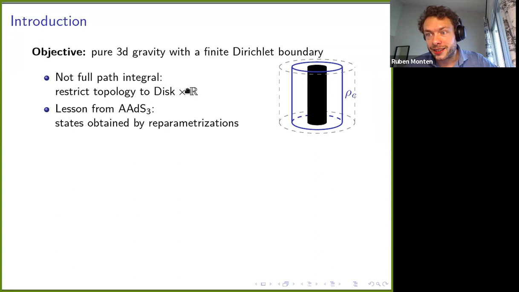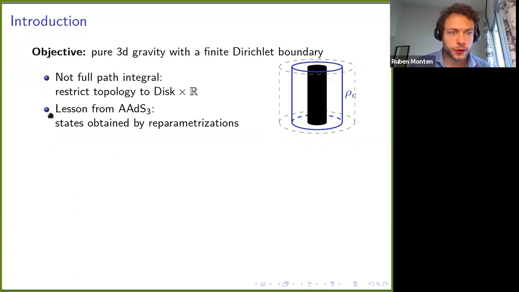And some caveats: we will not actually consider the full path integral. We will not attempt to calculate the full path integral, as is clear from the talks this morning. That's a formidable thing to do, and it's not known even asymptotically if we take rho c to zero. Instead, we will take some simplifications. For example, we will, in first instance, only consider spaces of a certain topology. So we won't be summing over topologies. The topology will be, for example, a disk times the time here.